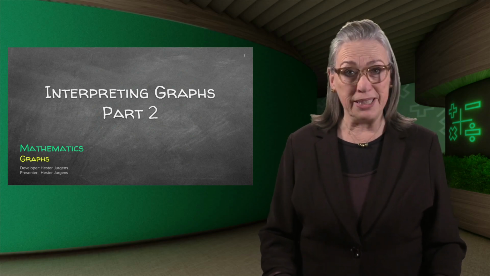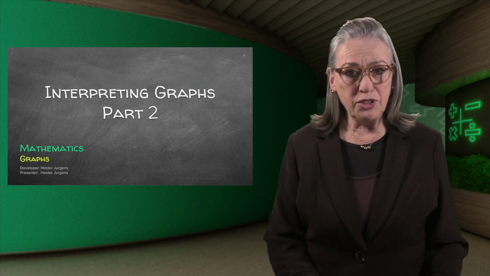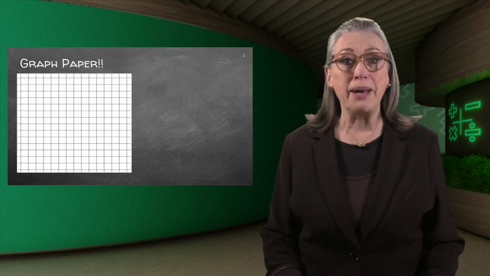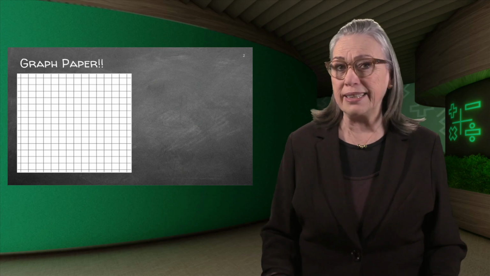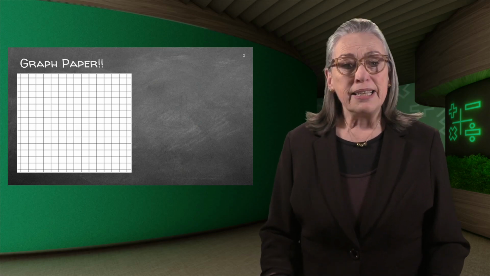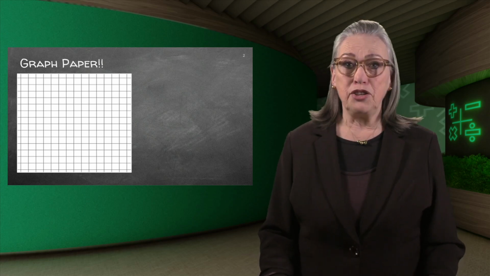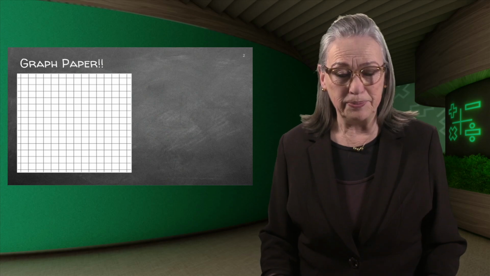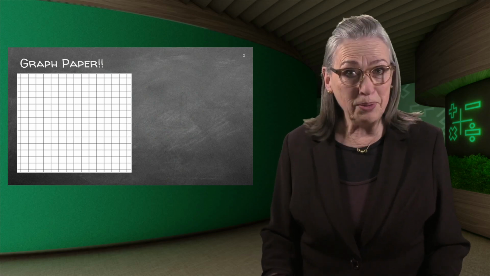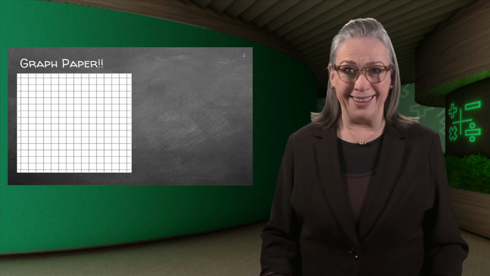This is part 2 of interpreting graphs. I just want to ask you to please make sure, because we've got a nice little activity at the end of the lesson, that you have some graph paper handy, a ruler, and a pencil. You can stop to go and get it quickly, so you're ready when we get there.